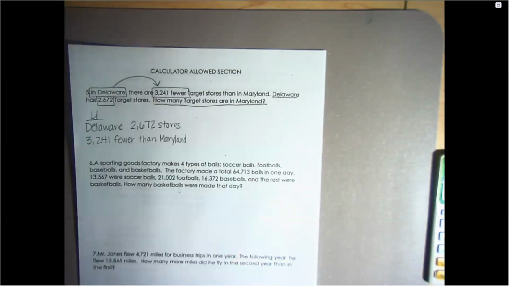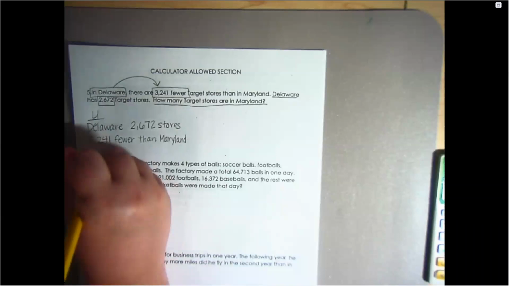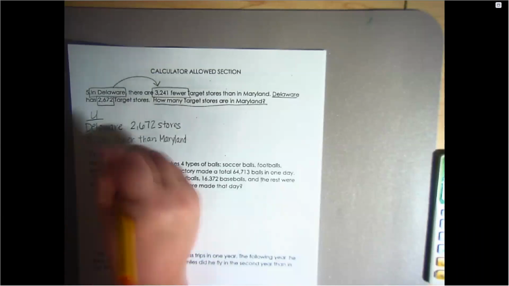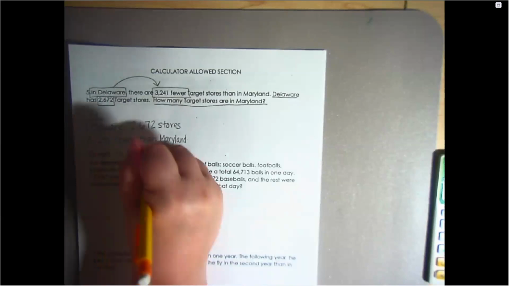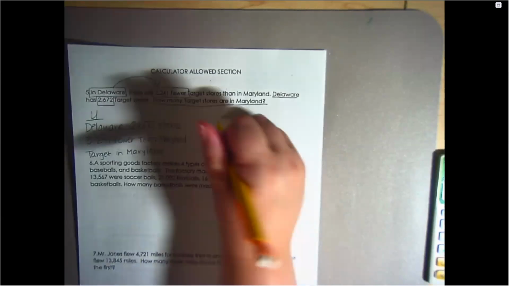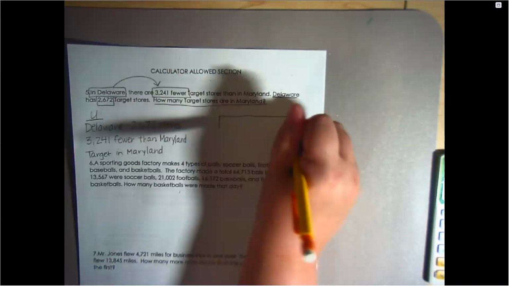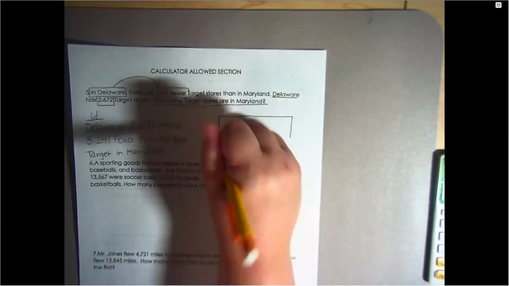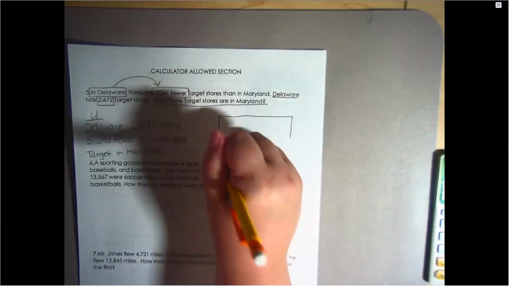And they want to know how many Target stores are in Maryland. So, Target stores in Maryland. Okay, so I like to think about this as a visual. We're going to use a box model or a bar model.